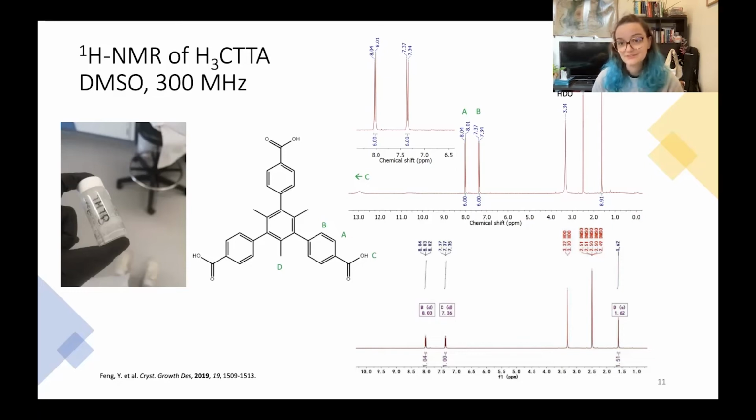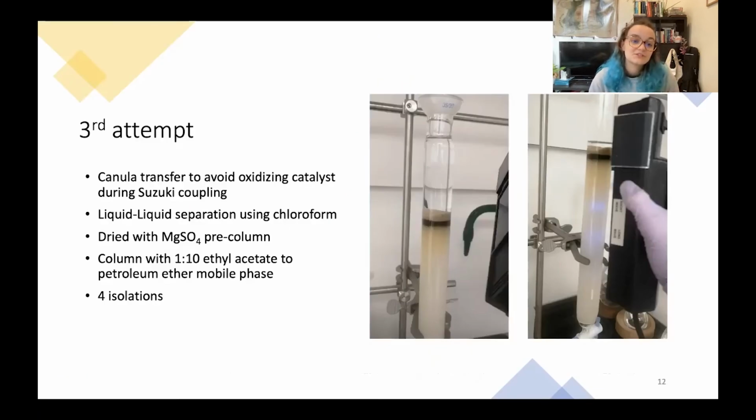So the next step was then to do this again with our different corrections to the procedures, as well as a higher amount of initial reagents so we could get a larger batch of linker. Some of the things that we changed was that we used a transfer procedure during the initial N2 atmosphere reaction that didn't expose our reagents to oxygen. So this limited the oxidizing of our catalyst. We also used chloroform during our liquid-liquid separation, which yielded a much better separation. This is a bit of trial and error.